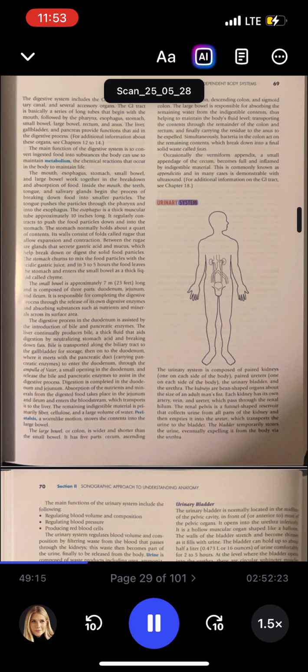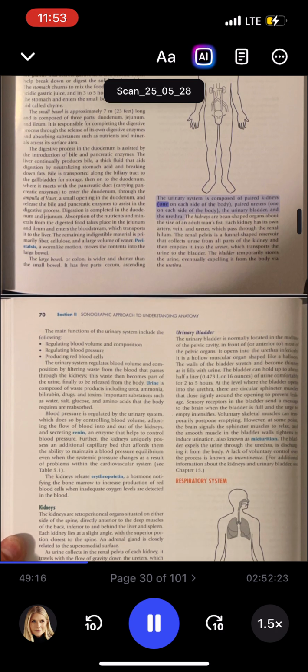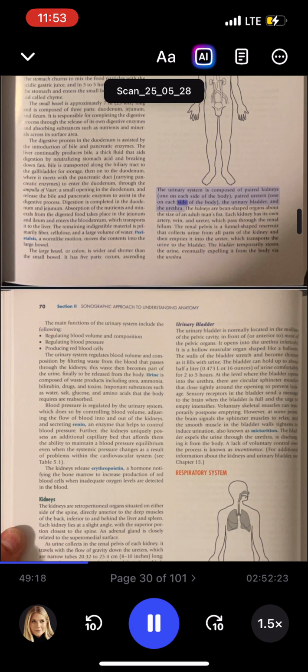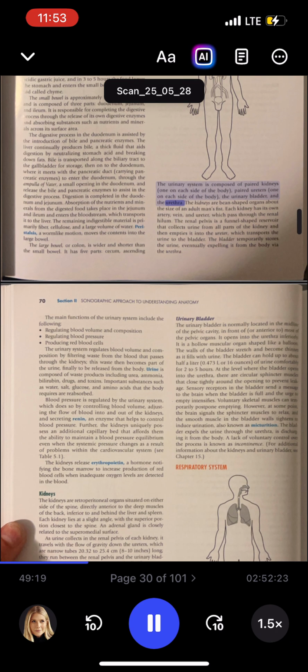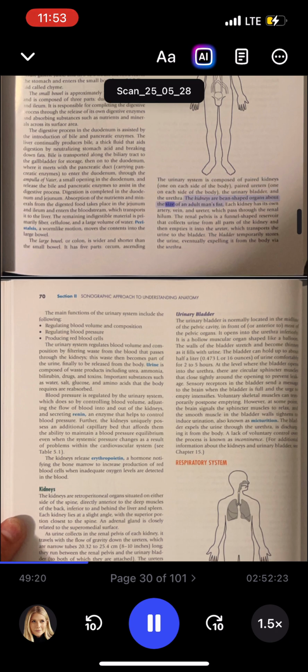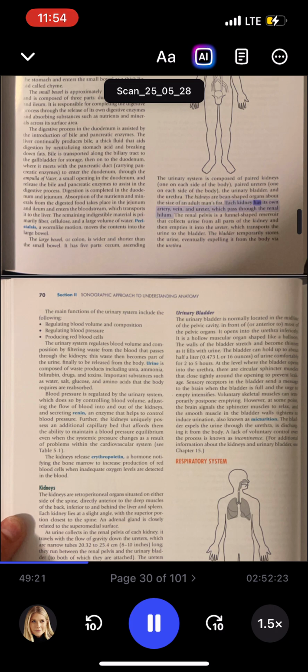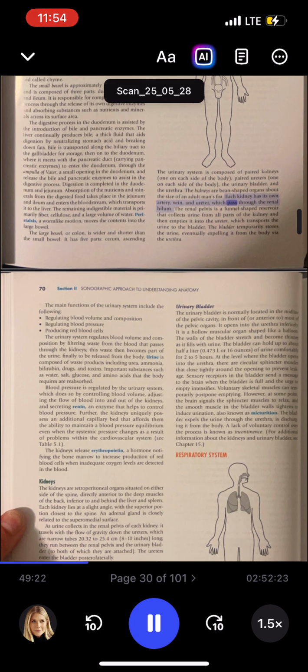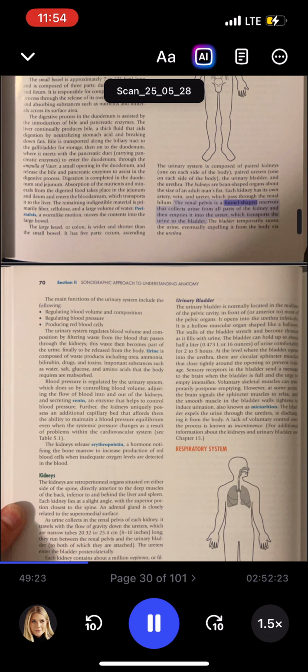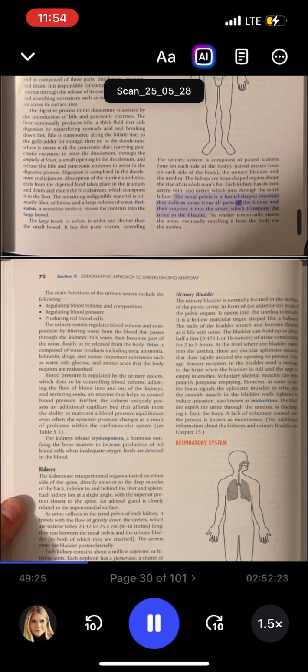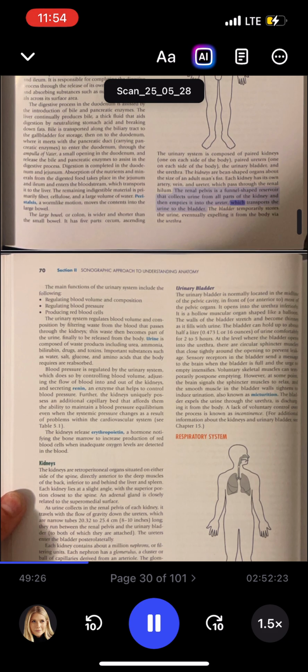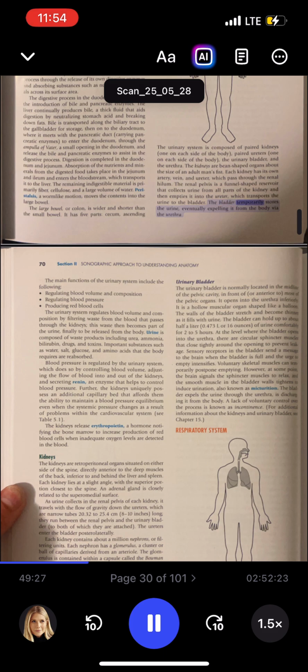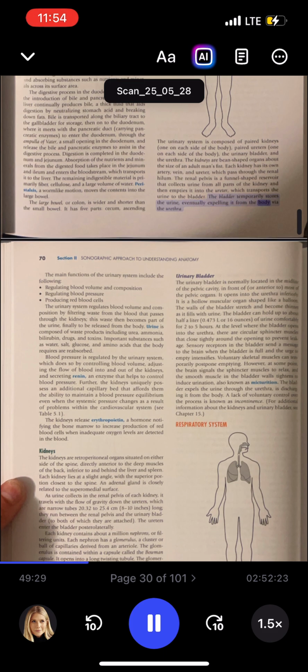Urinary system. The urinary system is composed of paired kidneys, 1 on each side of the body, paired ureters, 1 on each side of the body, the urinary bladder, and the urethra. The kidneys are bean-shaped organs about the size of an adult man's fist. Each kidney has its own artery, vein, and ureter, which pass through the renal hilum. The renal pelvis is a funnel-shaped reservoir that collects urine from all parts of the kidney and then empties it into the ureter, which transports the urine to the bladder. The bladder temporarily stores the urine, eventually expelling it from the body via the urethra.